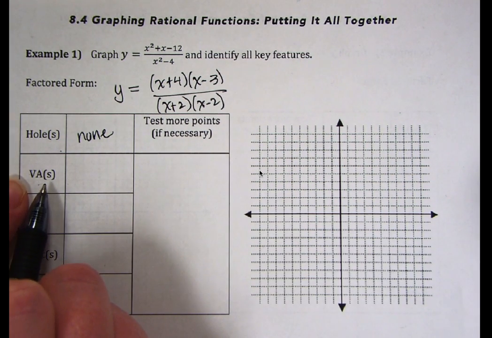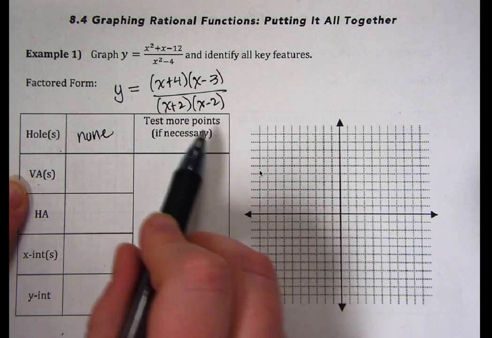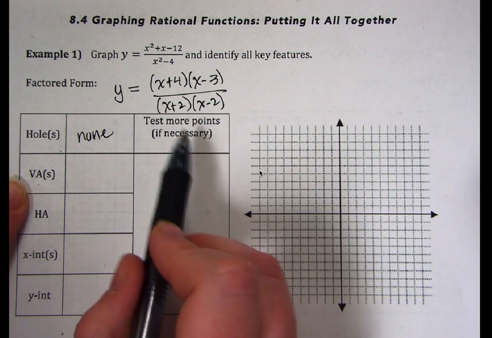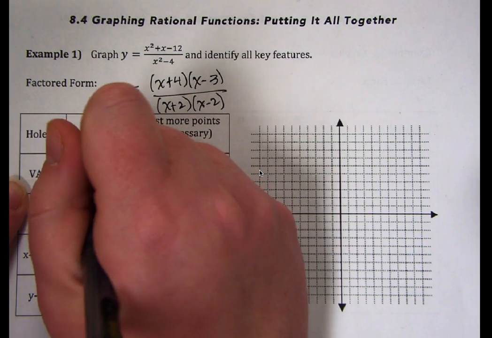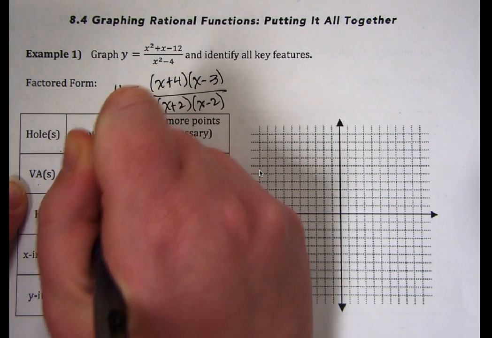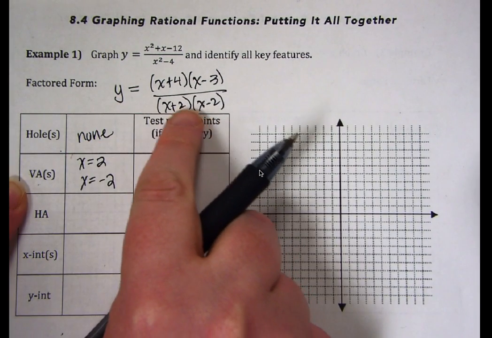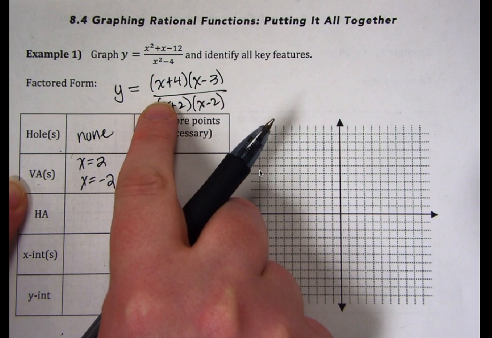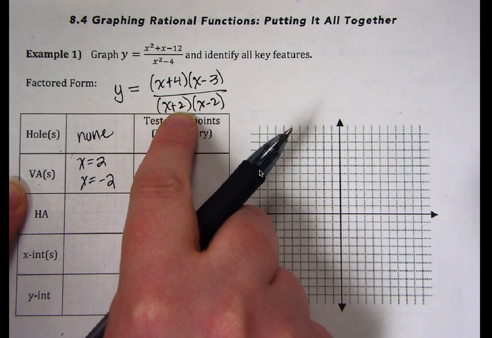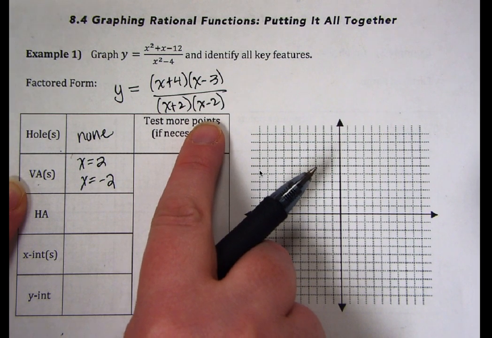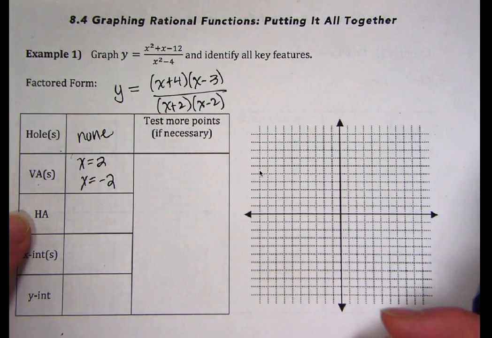VA stands for vertical asymptotes. So vertical asymptotes occur when there are factors in the denominator. So we're going to have two vertical asymptotes this time, x equals 2 and x equals negative 2. And those come from setting each factor equal to 0. So x plus 2 equals 0, so x equals negative 2. And then x minus 2 equals 0, x equals 2.